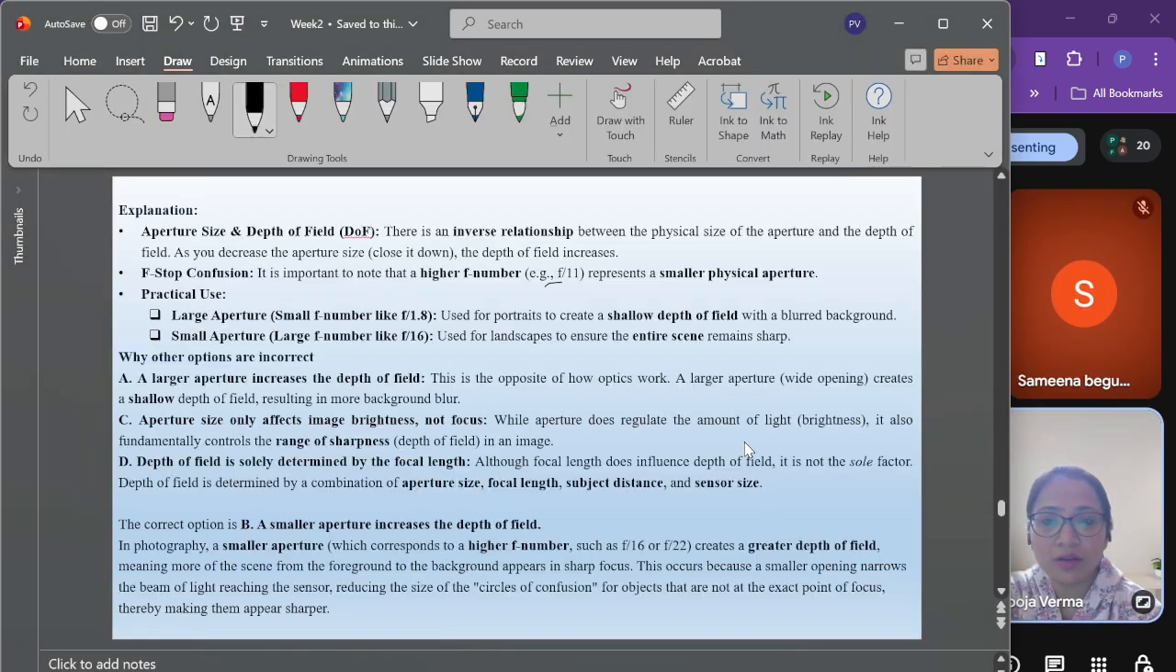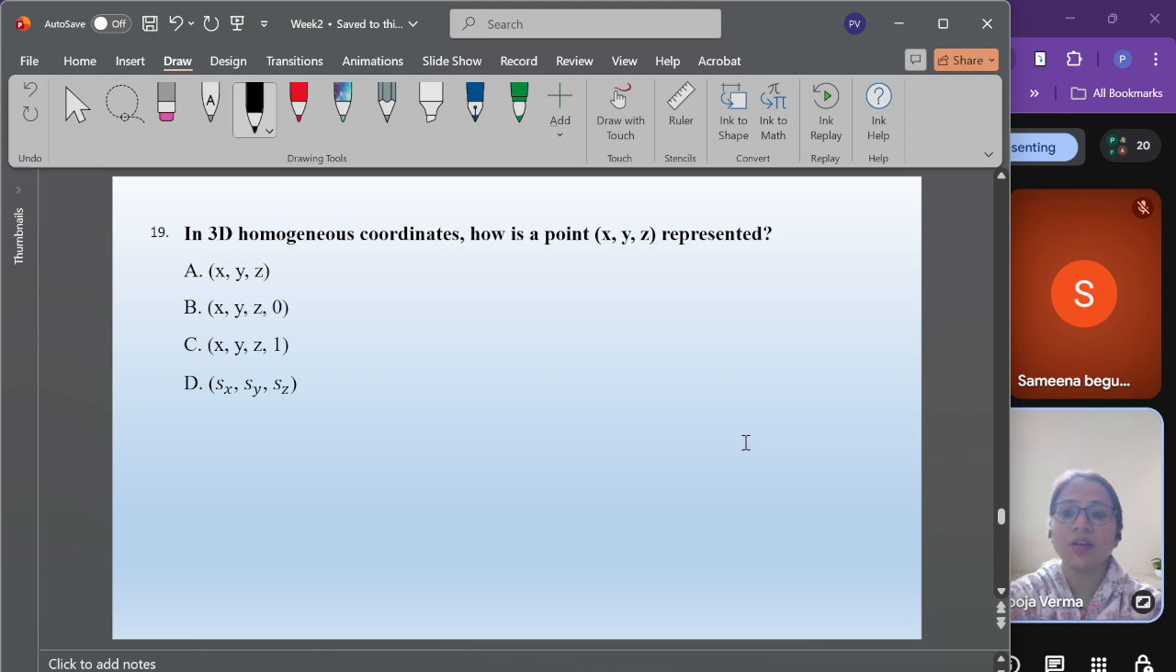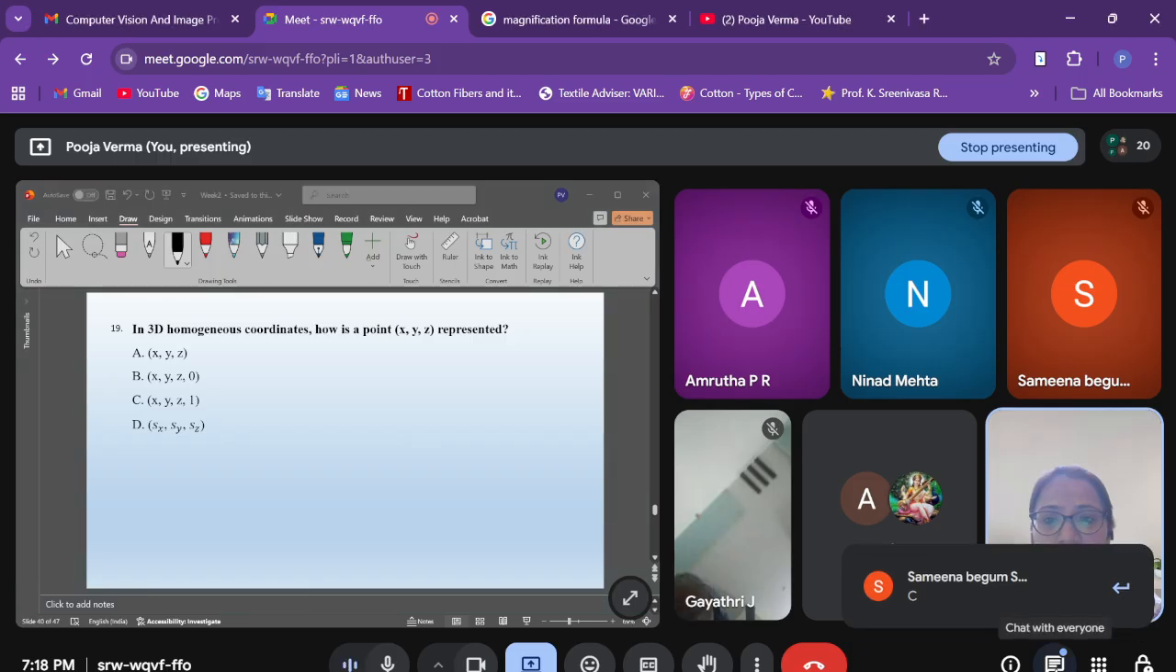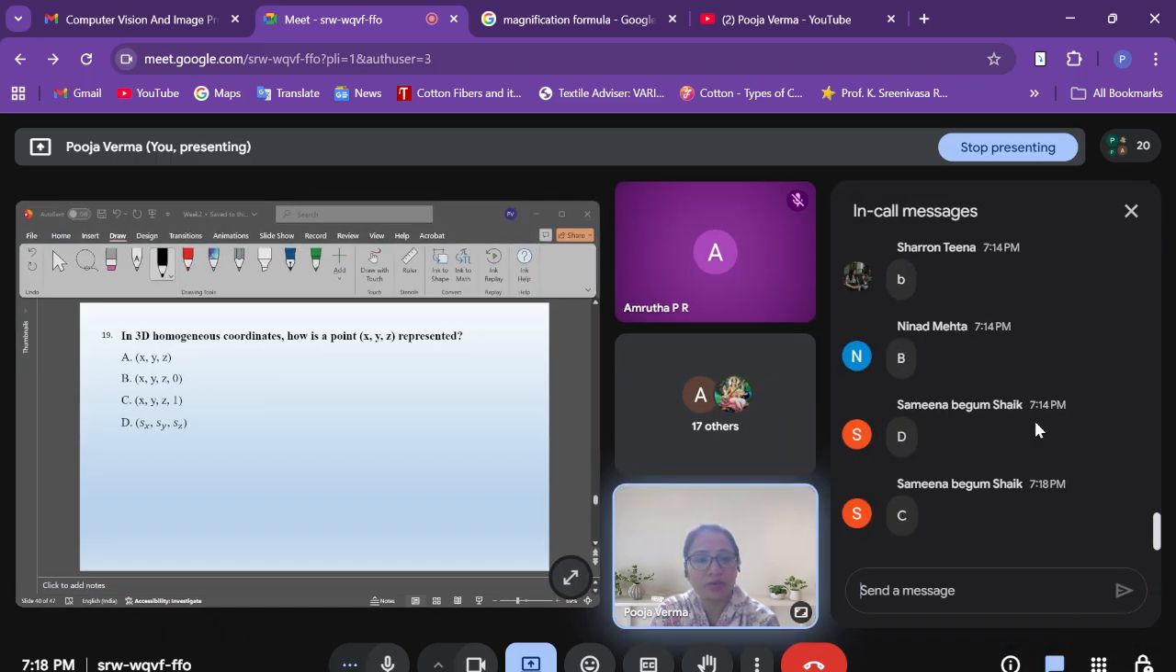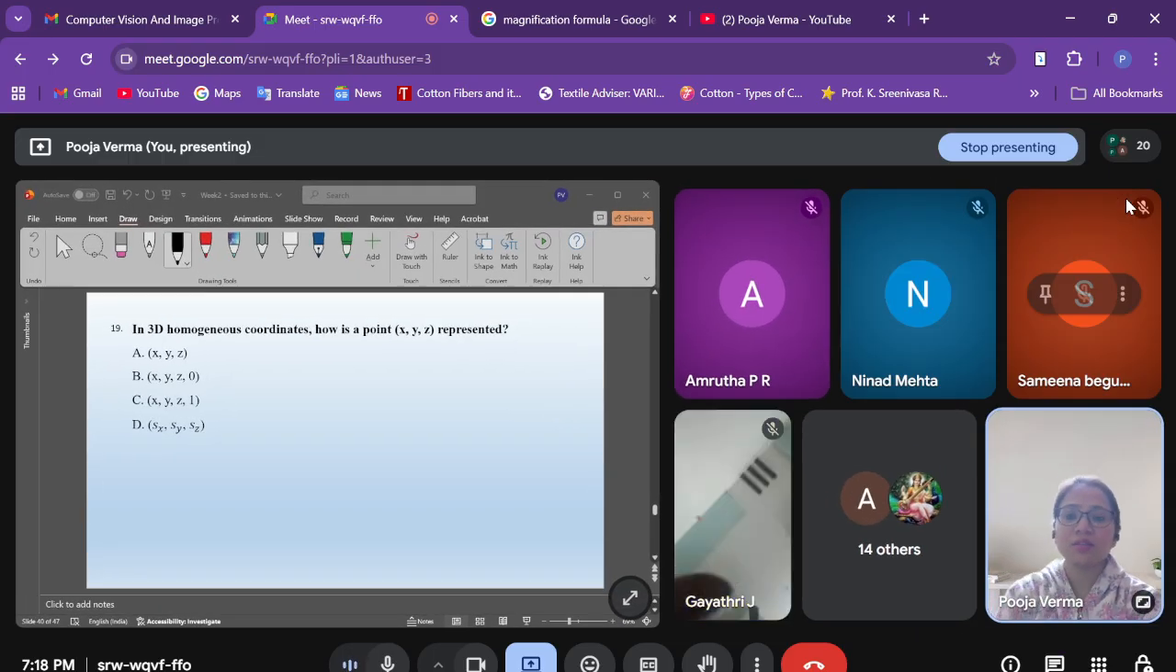Now moving to our next question. Our next question is on 3D homogeneous coordinates. How is a point (X, Y, Z) represented in 3D homogeneous coordinates? It is a very basic question; I think all of you know that. Yes, option C is the correct answer. In 3D homogeneous coordinates, the point (X, Y, Z) is represented as (X, Y, Z, 1).